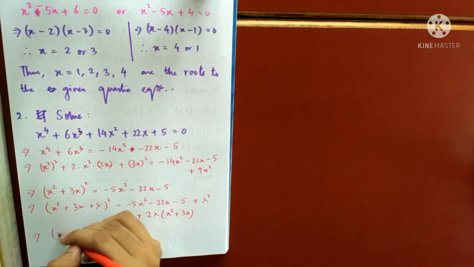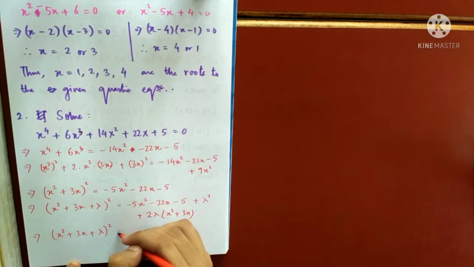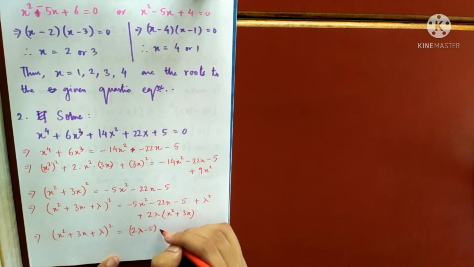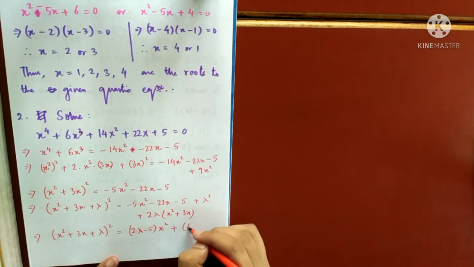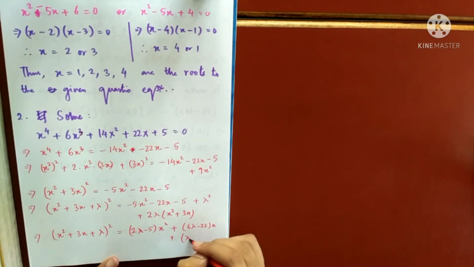So the left hand side is x square plus 3x plus lambda whole square. The right hand side is 2 lambda minus 5 x square plus 2 3 is 6 lambda minus 22x plus lambda square minus 5. Please check the calculation mistakes as well if I have done any.